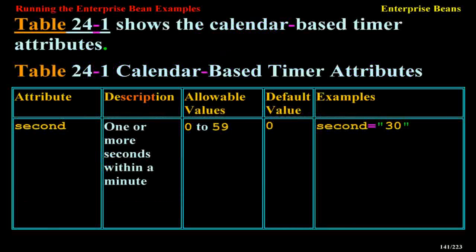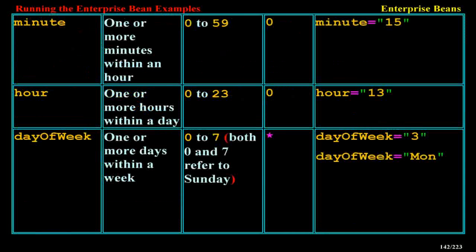Table 24-1, calendar-based timer attributes: attribute, description, allowable values, default value, example. Second: 1 or more seconds within a minute, 0 to 59, default 0, example second equals 30. Minute: 1 or more minutes within an hour, 0 to 59, default 0, example minute equals 15. Hour: 1 or more hours within a day, 0 to 23, default 0, example hour equals 13. Day of week: 1 or more days within a week, 0 to 7, where both 0 and 7 refer to Sunday, or Sun, Mon, Tue, Wed, Thu, Fri, Sat. Examples: day of week equals 3, day of week equals Monday.